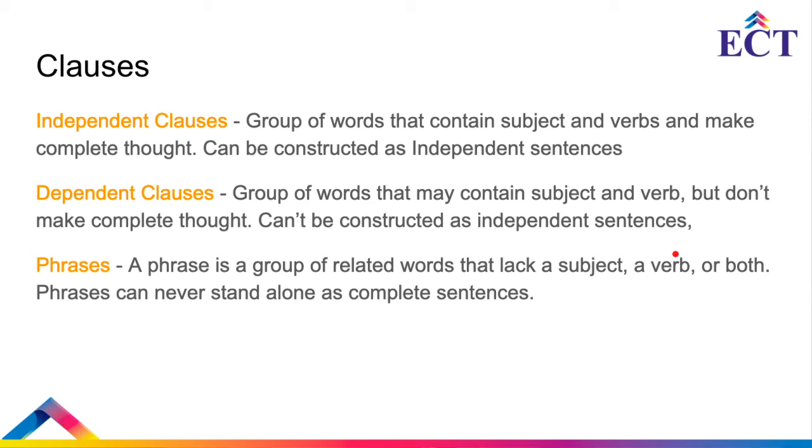So there are three types: clauses and phrases. Independent clauses are groups of words that contain subjects and verbs and make a complete thought. They can be constructed as independent sentences. Dependent clauses are groups of words that may contain subjects and verbs but do not make a complete thought, and that is why they cannot be constructed as independent sentences. And a phrase is a group of related words that lacks a subject, a verb, or both. Phrases can never stand alone as complete sentences, right?